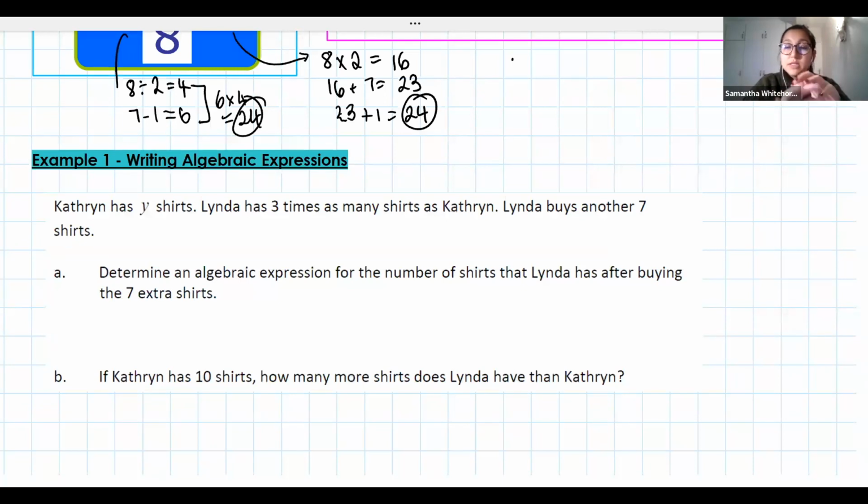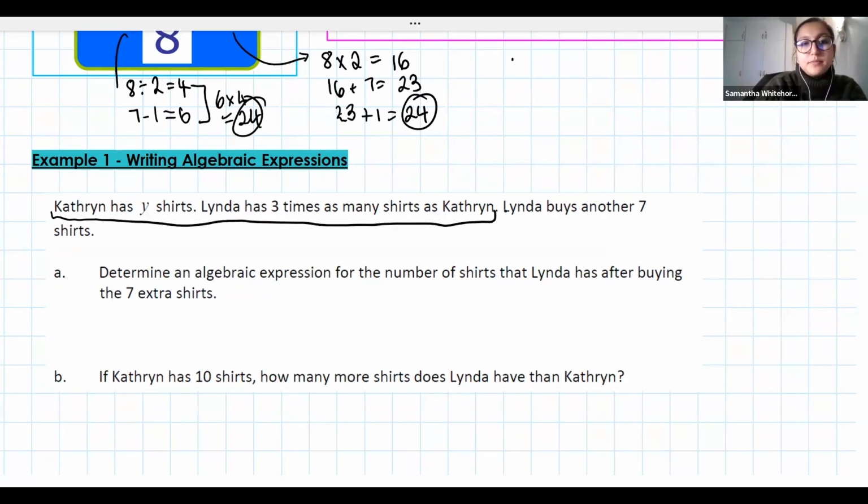Now we have to be able to take that scenario and write it in mathematical language, so write it as an expression. So the first question asks us to determine an algebraic expression for the number of shirts that Linda has after buying the 7 extra shirts. So if we just start with these first 2 sentences and break this down in terms of our 2 people, we've got Catherine and we've got Linda. Right now, Catherine has Y shirts, and it tells us that Linda has 3 times as many shirts.